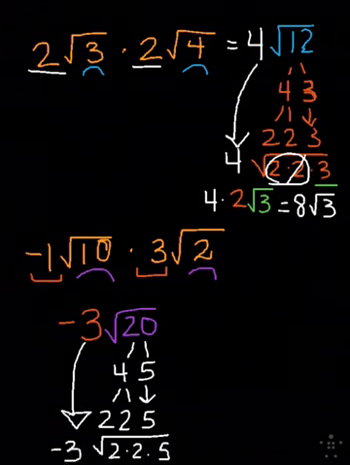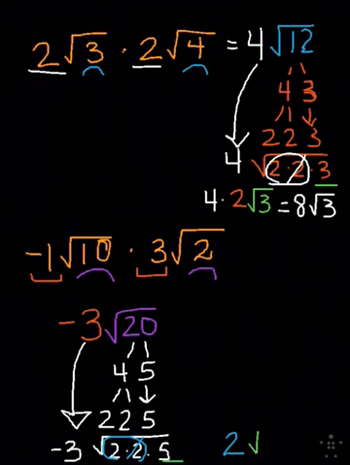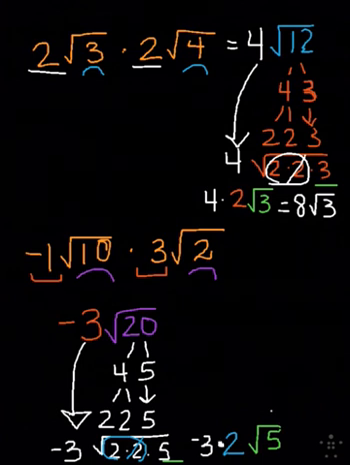So here we have a pair of 2's. Take one outside the radical. The 5 doesn't have a pair, so it stays. And we had that negative 3 already out there from the beginning. With more than one number outside of the radical, you multiply them. So the final answer is going to be negative 6 square root 5.